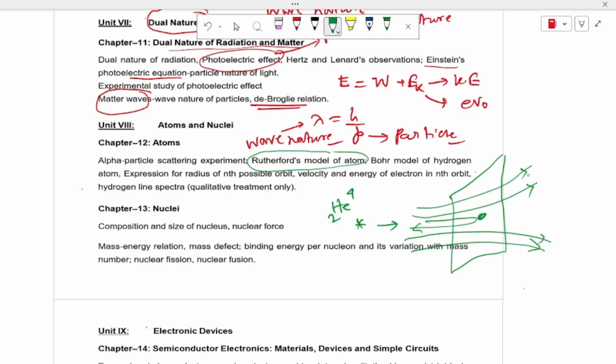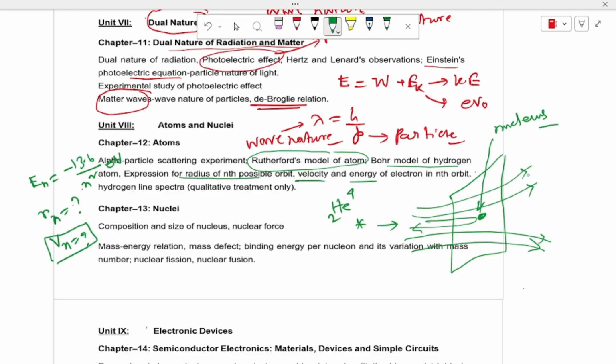So from this experimental evidence, he came to the conclusion that there is a huge mass present at the center, which is called nucleus. And then Bohr's model of hydrogen atom, the radius of the hydrogen atom, velocity, energy. The expression of energy, En is equal to minus 13.6 by n squared, in electron volts. And the radius, he gave us the expression of radius, Rn is equal to what? What is the velocity of the electron in different orbits?